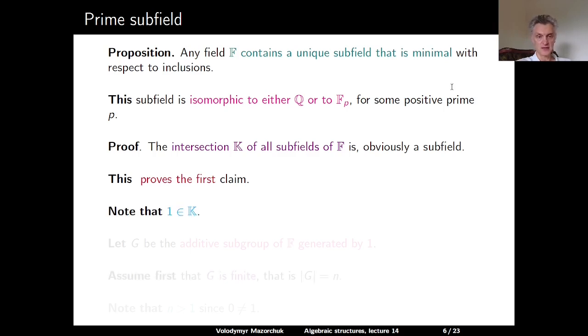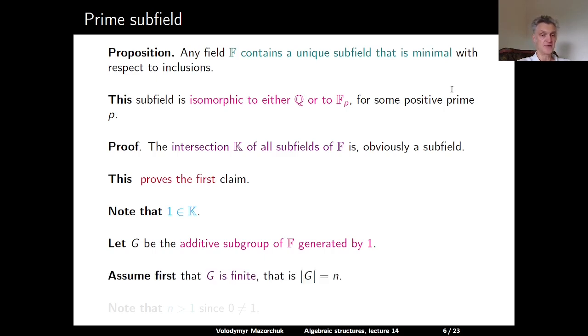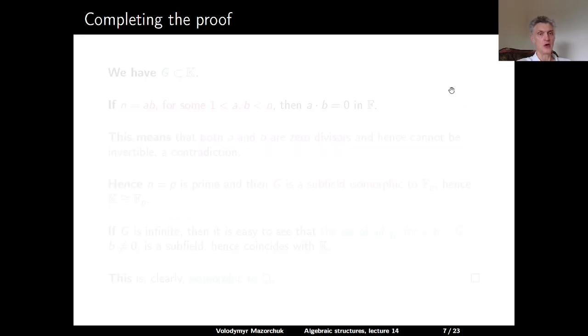Of course, it contains the identity element, and so we can take G to be the additive subgroup of F which is generated by this identity element. There are two possibilities. It might turn out that G is finite. Let's say it has n elements, n a positive integer. Note that n is greater than 1 because we assume that 1 is different from 0, so G cannot have one element. Also, of course, G is contained in K, because 1 is contained in K and K is closed under addition.